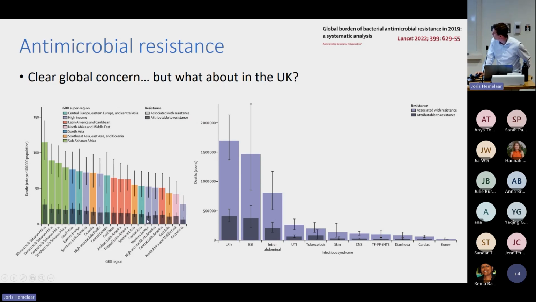Yes, you can see Western Europe is here. So although it has some of the lower amount of burden globally, it still has a substantial burden. And the sorts of infections that cause problems are things like lower respiratory tract infection, pneumonia, and then also bloodstream infection as well. And these are some of the most common causes of death related to AMR.